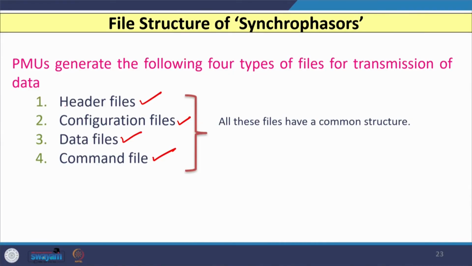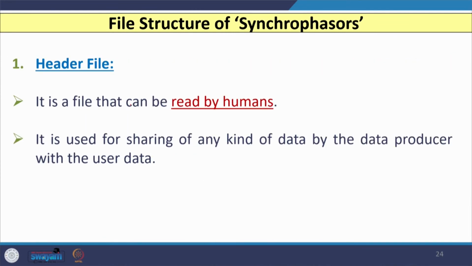So, let us see the importance of all the 4 files one by one. If we start with the header file, then the header file is a file that can be read by humans or maybe by an operator. This file is used for sharing any kind of exchange of data between the operator and the data producer. So, this file is very important.